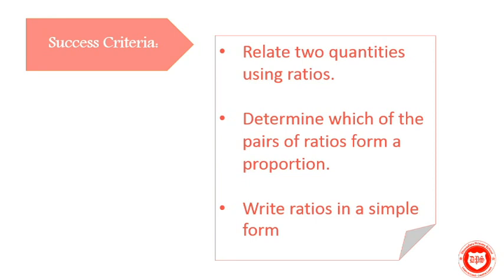Let's recall the success criteria again. So today you will be successful if you can relate two quantities using ratio, and if you are able to determine which of the pairs of ratios form a proportion, and write ratios in a simple form or in lowest term.